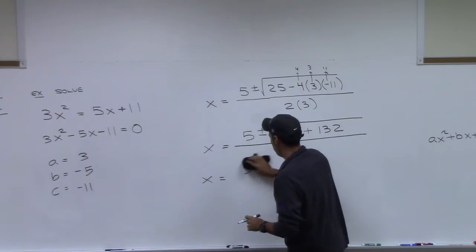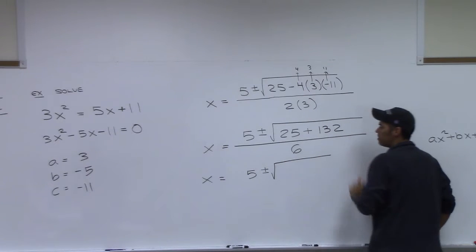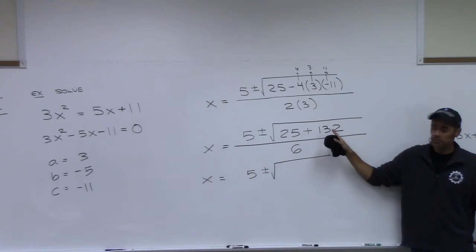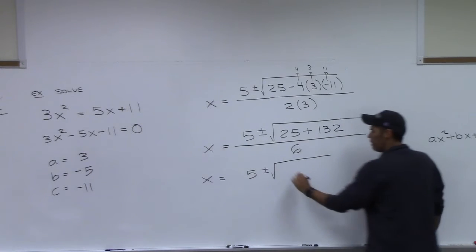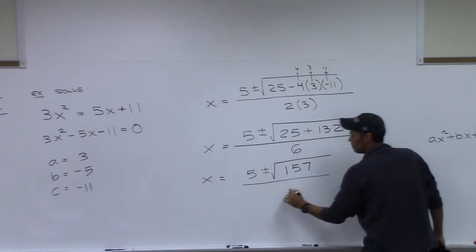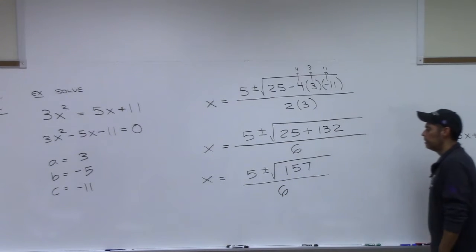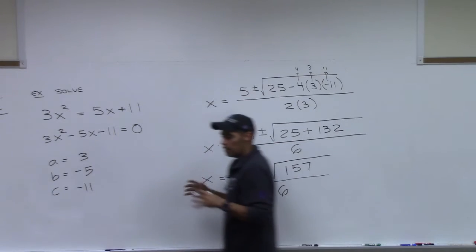Okay, so 5 plus or minus square root. The next step is just to add these two numbers together. So what's that going to give us? 157 over 6.